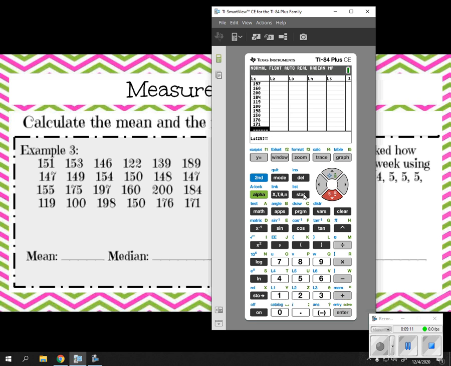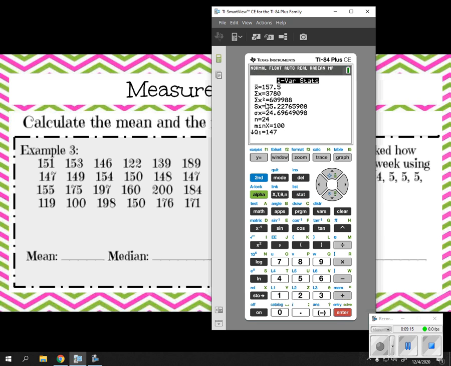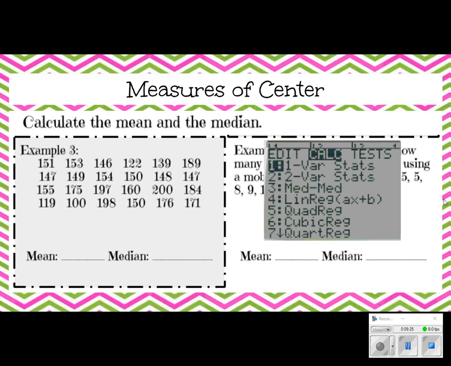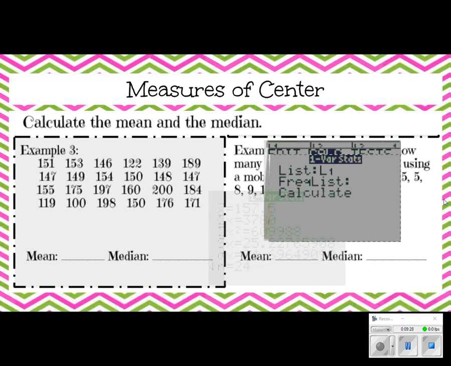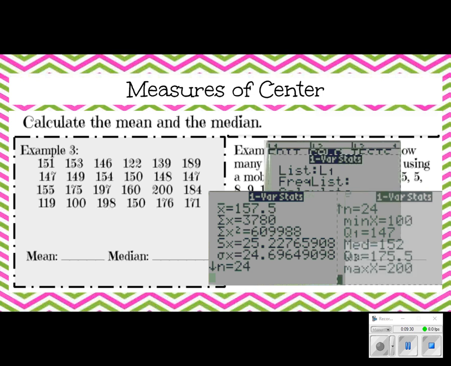All right, so we're going to hit stat, write 1, enter, enter, enter. And we've got a mean of 157.5 and a median of 172. And so there's our calculator going through. There we go. That's it.